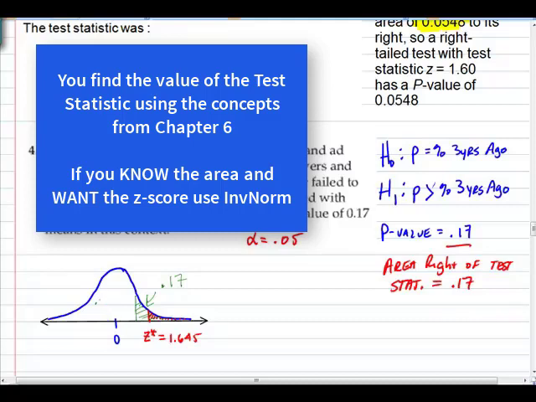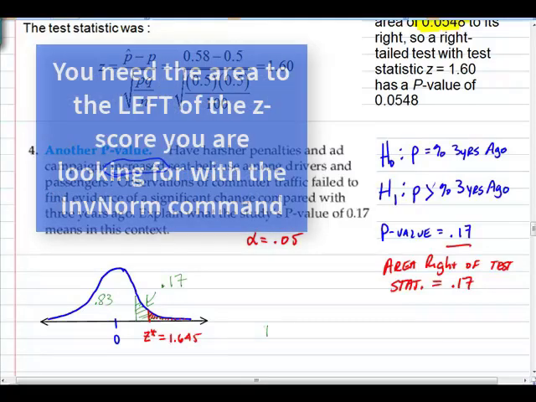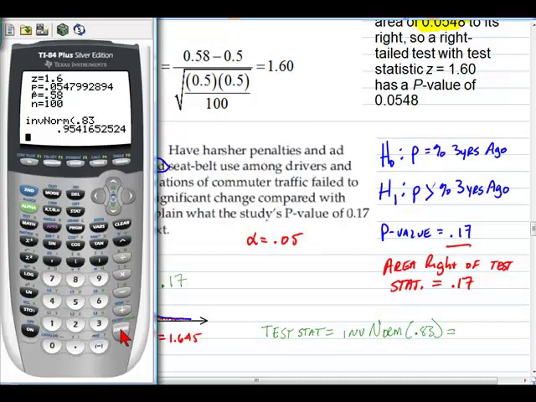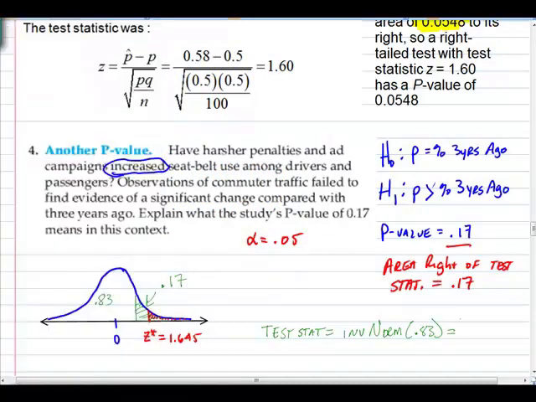0.83. So to get that test statistic, I could do that the test statistic is equal to inverse norm 0.83. We get 0.95. So this is the z-score right here. So this is actually 0.95. 0.95 is clearly smaller than 1.645. That p-value is bigger than our alpha value, so we would fail to reject the null hypothesis.